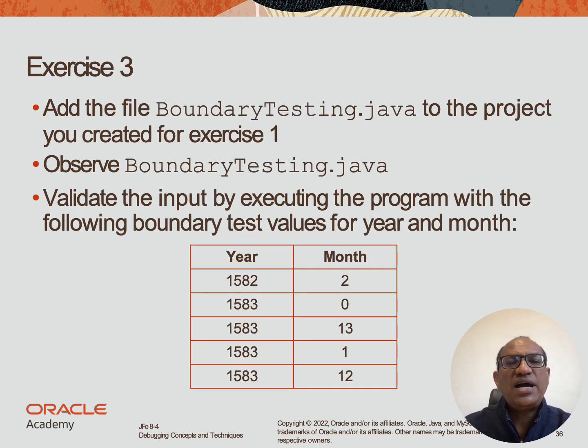In exercise 3, add BoundaryTesting.java to your project and test inputs like year 1582, 1583, and month 0, 1, 12, 13. These push the edges of valid input and help catch logic errors.